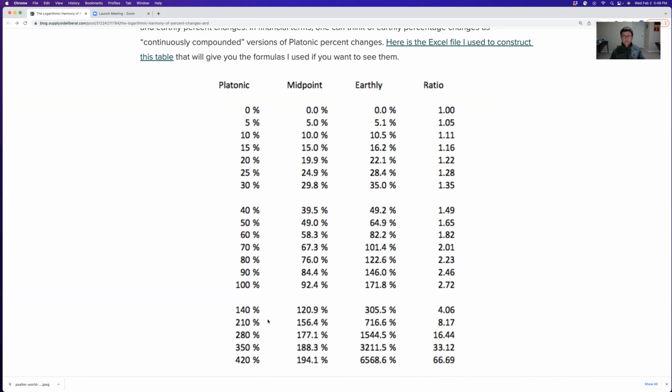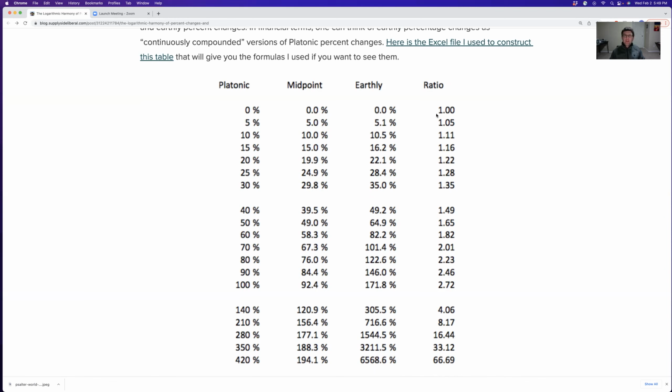And then 210% is 3 doublings, which is multiplying by 8. And well, multiplying by 8 would be a 700% earthly percent change. And it's not exactly that, but that's not too bad.